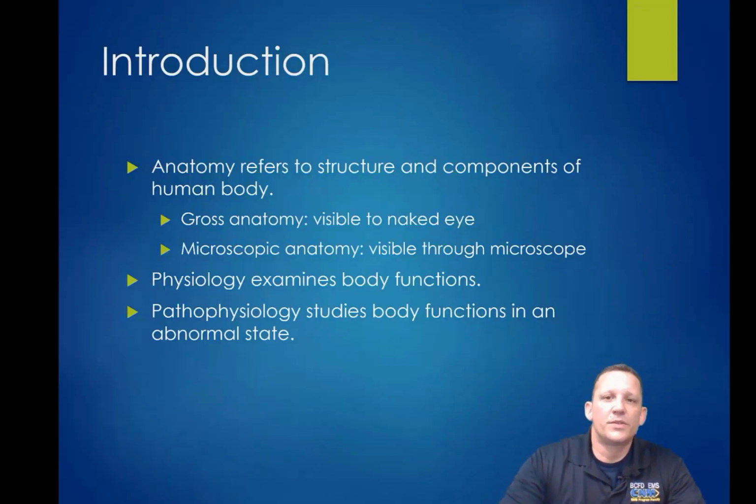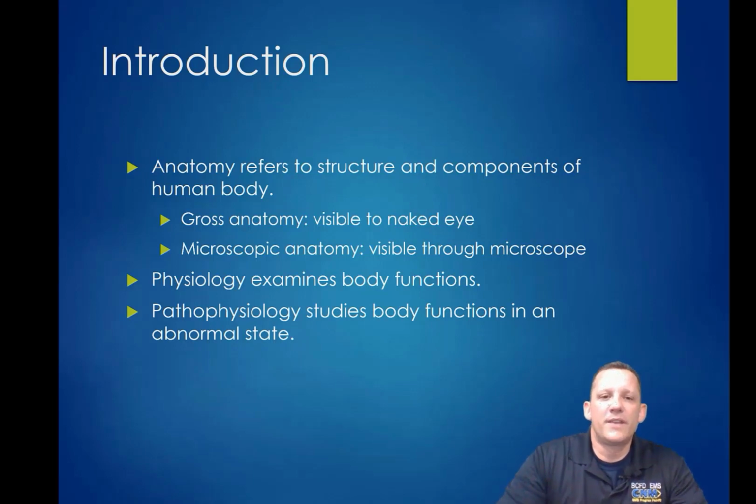So anatomy refers to the structure and the components of the human body, the gross anatomy being what's visible to the naked eye, what you see every day. Microscopic anatomy is visible through a microscope, and so that might be the anatomy of a human cell or some of the other very small parts of the body.